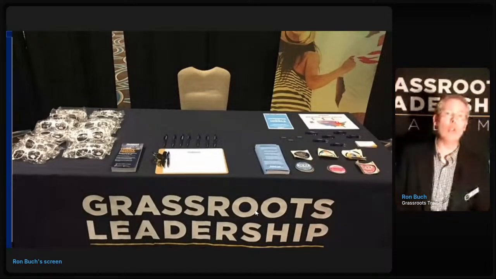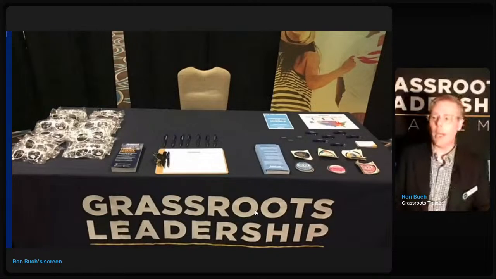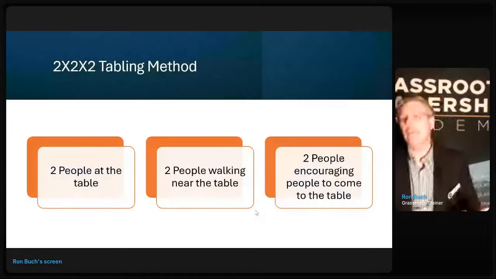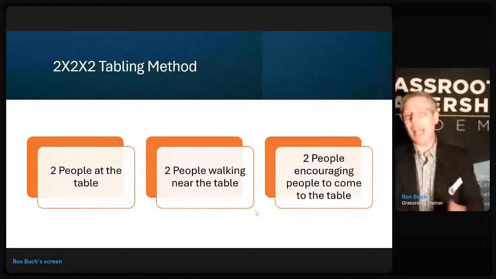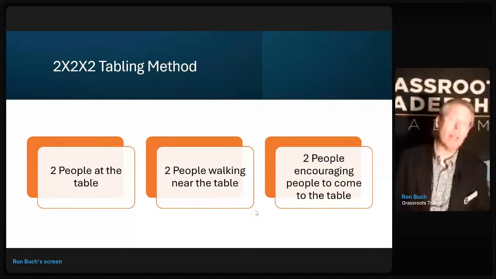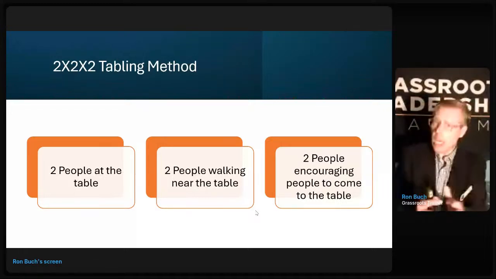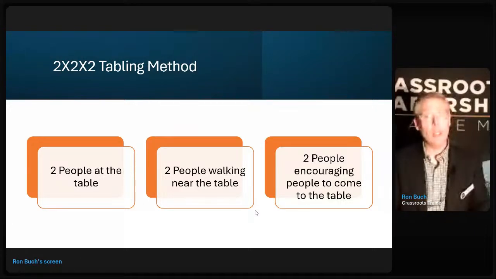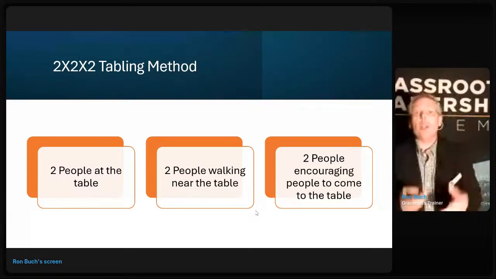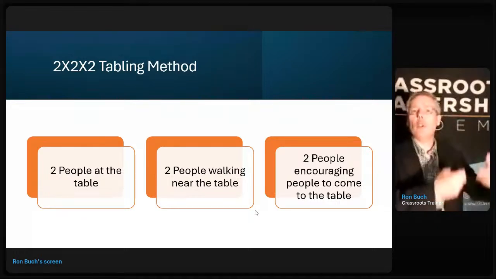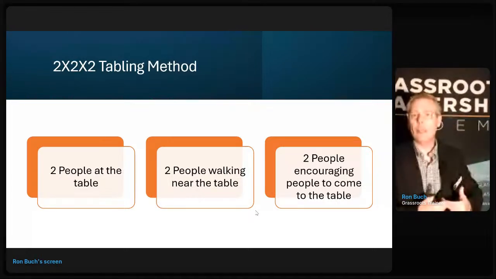You have a couple other brochures there as well. I mentioned earlier the 2x2x2 staffing model that we use. We like to recommend our team have 2 people at the table ready to engage the folks coming by, and they need to be not talking with each other. I mean, that's okay. I like folks, I want to talk to them. But you're really there focused on the people that are at the conference or at the event, and you want to make sure that those folks are talking with them.